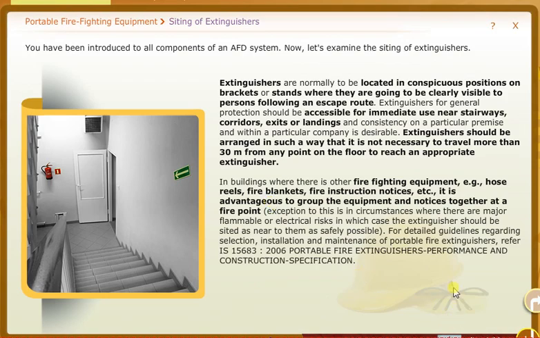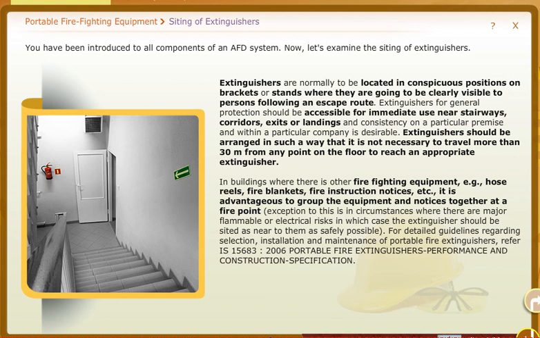You have been introduced to all components of an AFD system. Now, let's examine the sighting of extinguishers. Extinguishers are normally to be located in conspicuous positions on brackets or stands where they are going to be clearly visible to persons following an escape route. Extinguishers for general protection should be accessible for immediate use near stairways, corridors, exits or landings, and consistency on a particular premise and within a particular company is desirable.